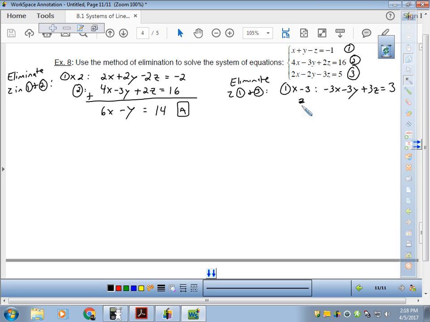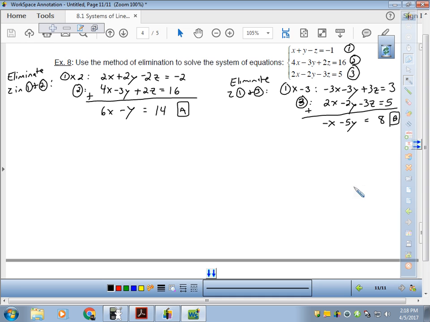And then I'm going to write equation number 3 down. So it's 2x minus 2y minus 3z equals 5. And I'll add those together. So negative 3x and positive 2x makes negative x. Negative 3y and negative 2y makes negative 5y. 3z and negative 3z cancel, so the z gets eliminated. And 3 and 5 make 8. And so I'm going to label that equation as B.